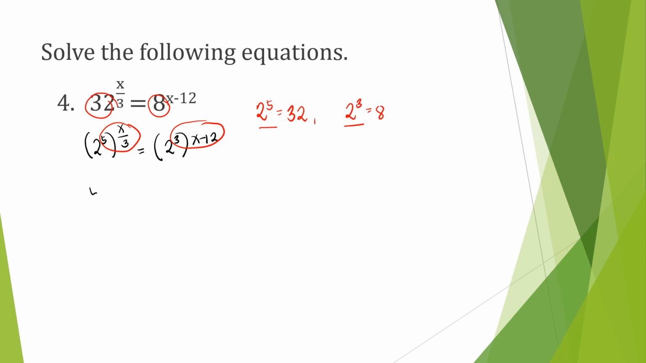So we have 5 multiplied by x over 3 is equal to 3 multiplied by x minus 12. Let us apply distributive property. So 5 times x over 3 is 5x over 3 is equal to 3 times x is 3x. 3 times negative 12 is negative 36.